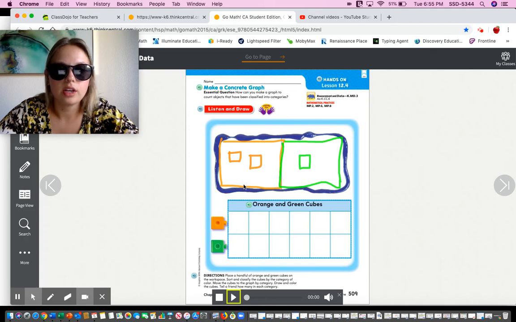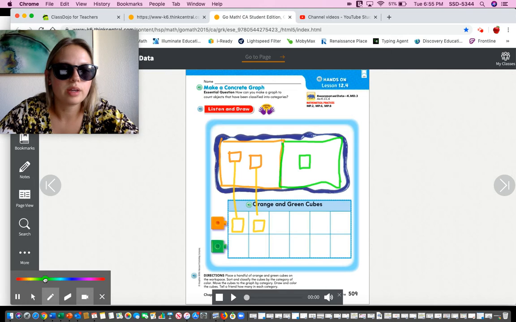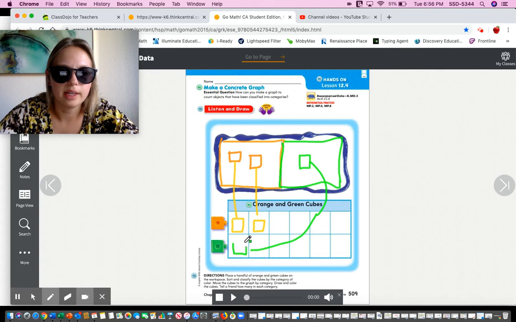So let's take our cubes that we drew and you're going to move them. So this one was going to go down here. So I'm going to draw it in here. And this one is going to come down here. Good. Where should we put the green cube? We should put the green cube all the way over here, right? Good. So now let's count. Let's count how many orange and how many green.